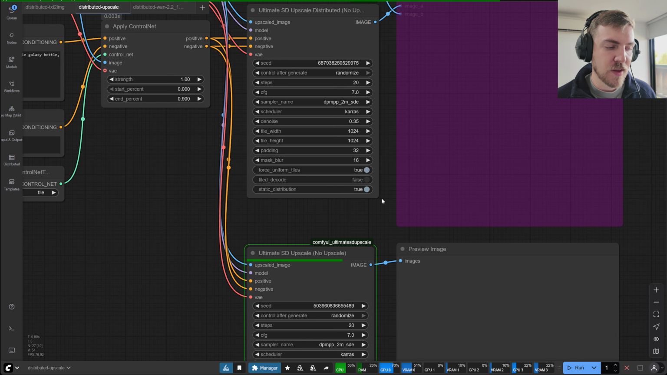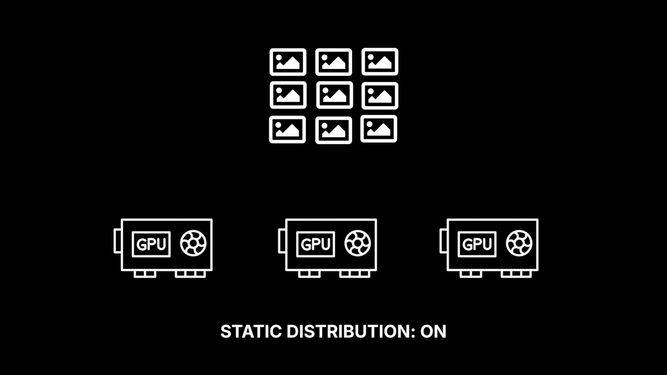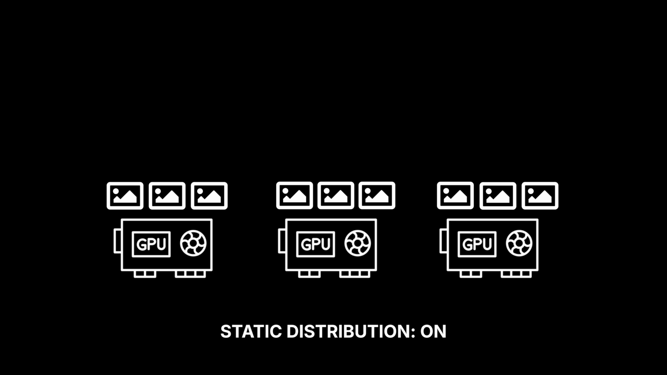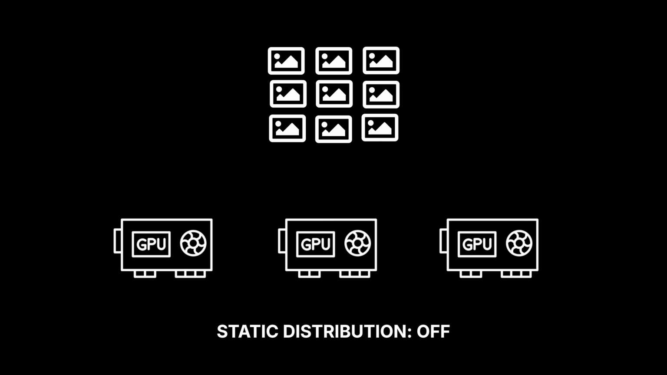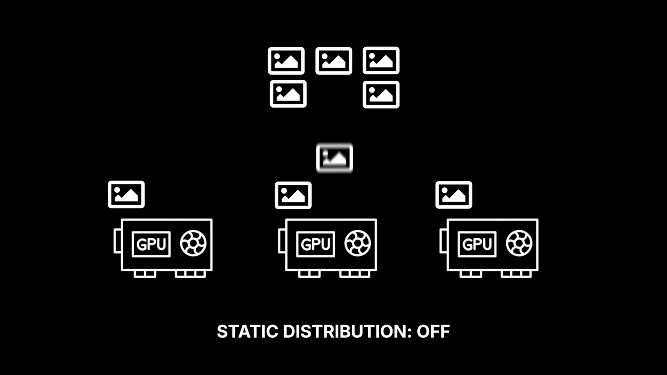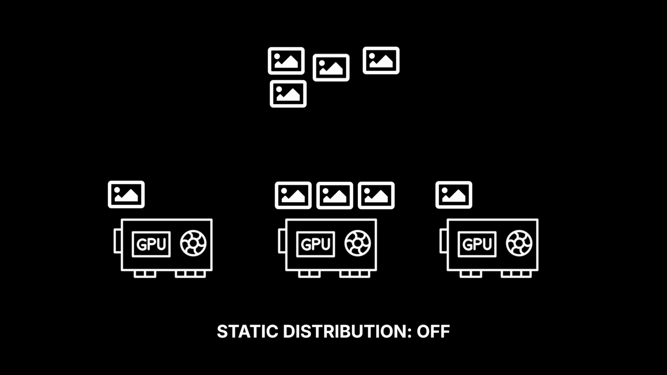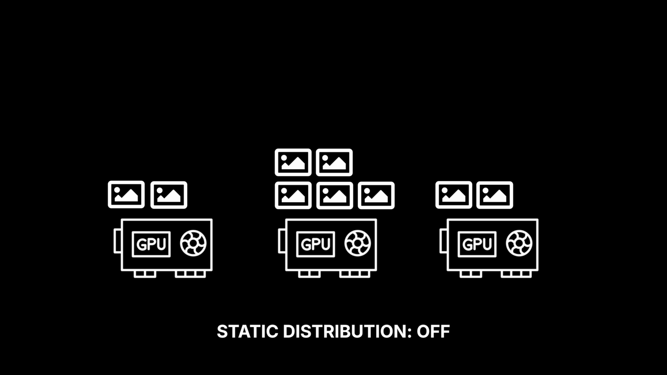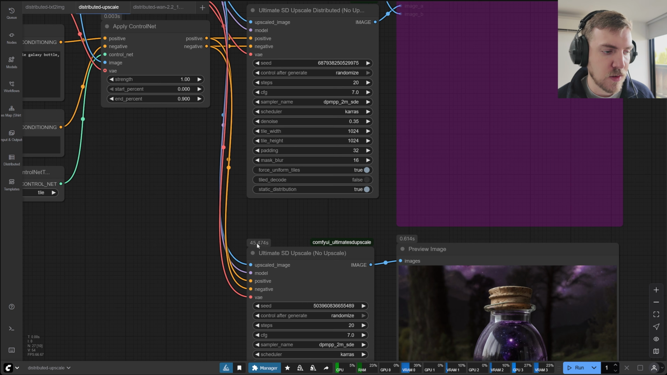So I have a static distribution. Now I'm going to show you guys a quick demo of the difference between static distribution on and static distribution off. Instead of pre-assigning tiles to each GPU, the system now uses a queue where faster GPUs automatically process more images, ensuring your powerful cards aren't waiting for slower companions. This is great for people that have asymmetrical GPU setups, meaning some GPUs are faster than others. You can see here, it took 45 seconds for that.